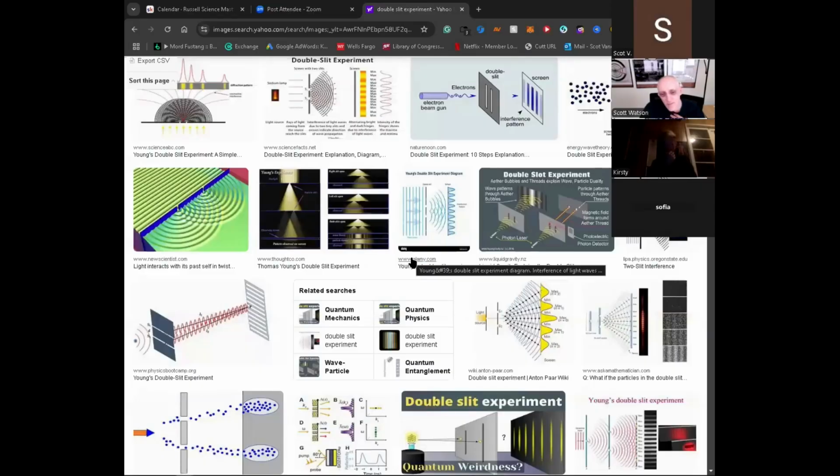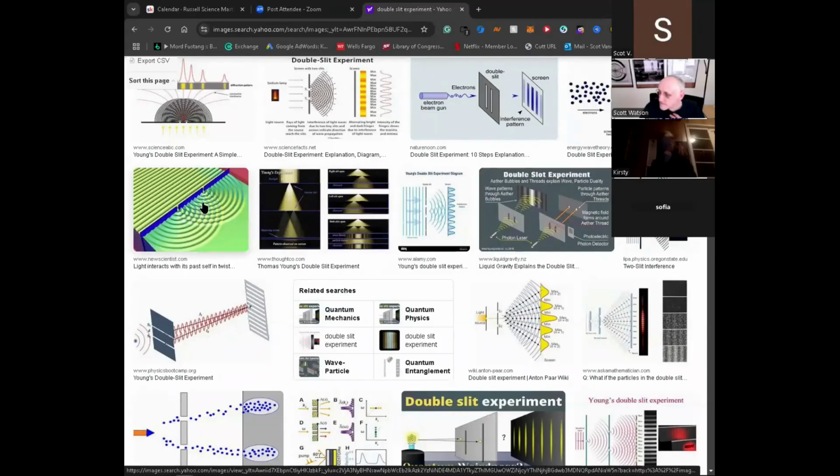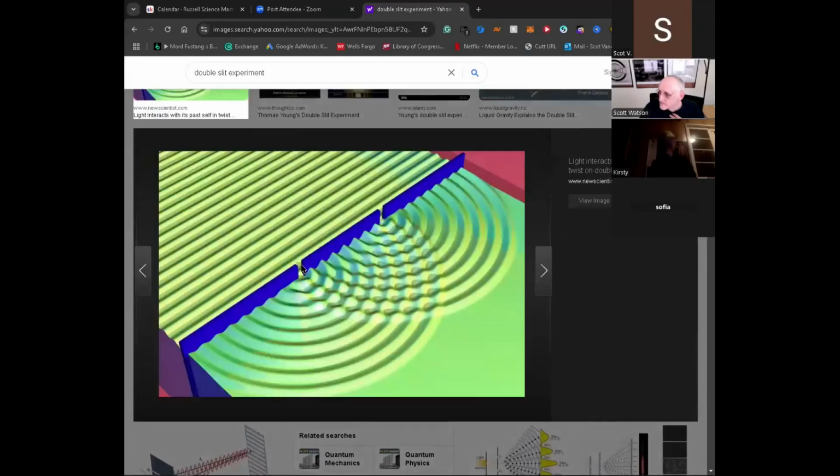For people who listen in later, let's see if we can find an example. I like this one here. Here we have the similar thing, but with water waves. You can see there's a slit here, and another parallel slit here. When waves come towards this blue wall and some of them go through, you can see this circular pattern happening on both sides.